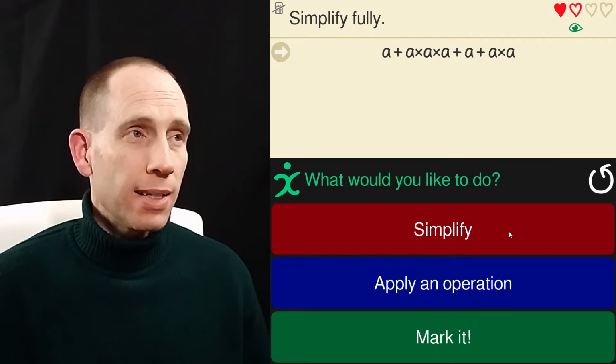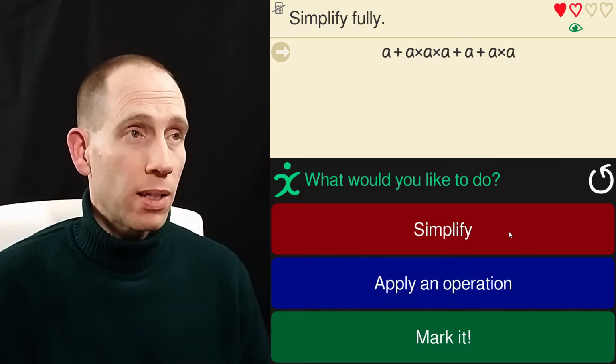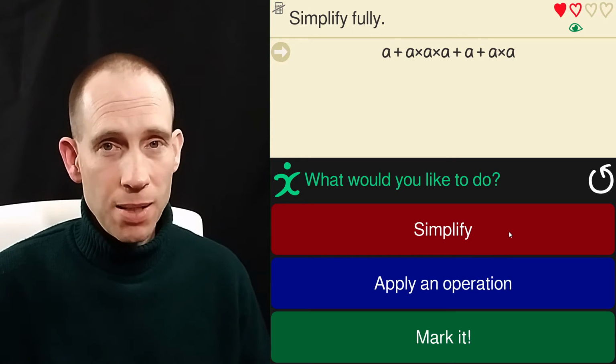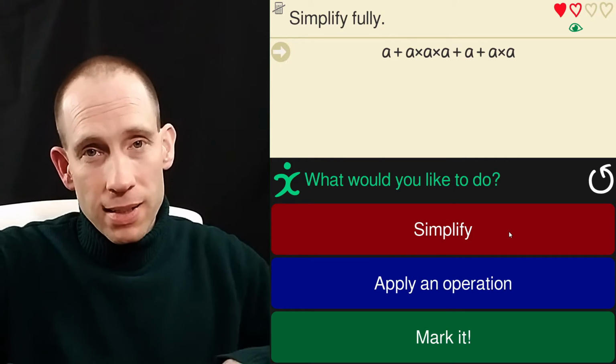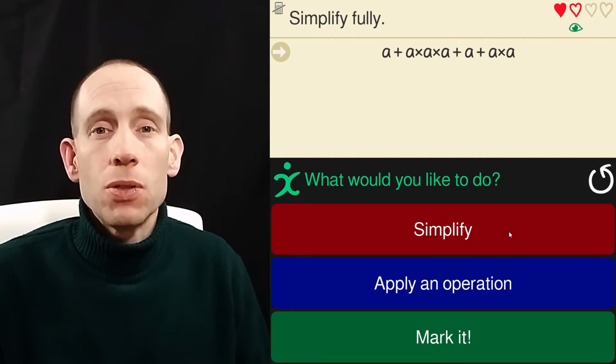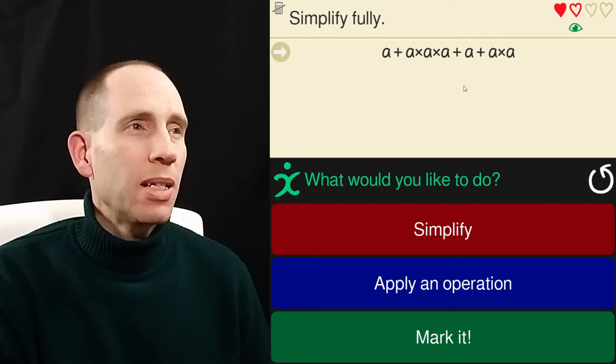Right, so lots of a's in this one, but pay attention to where the pluses and the minus signs are, because remember, multiplication glues things together into the same term. Pluses and minus signs separate out the different terms. Each plus sign is the start of a new term. So let's just think how many terms we've got here.